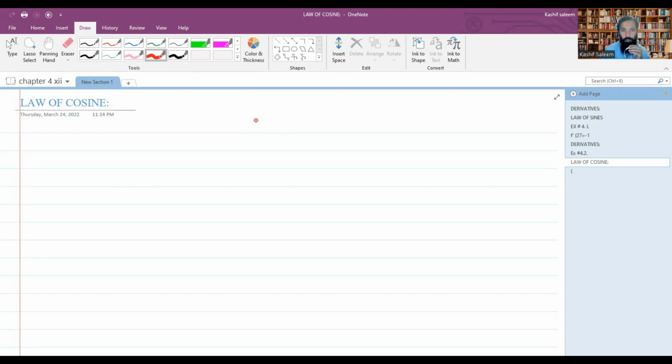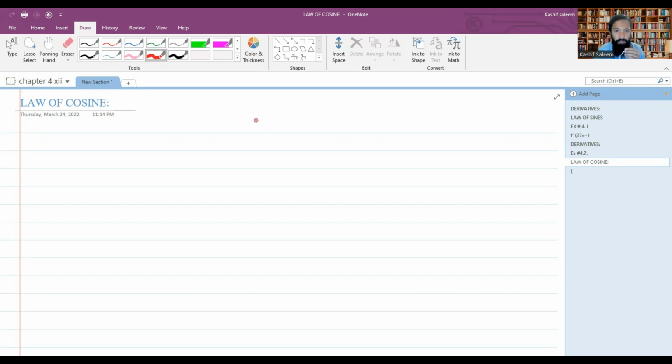Today we are going to learn the law of cosine. Actually, we are going to prove it. Law of cosine is usually used to solve a triangle which is not necessarily a right angle triangle. So you can apply it on any triangle to find angles and sides of a triangle.